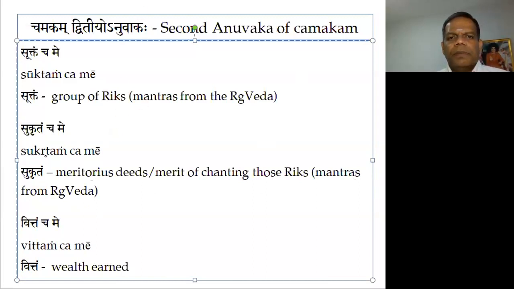We look at the next mantra: Vittam chame. Very simple word, so it should be simple for all of you to chant. Vittam is wealth which is earned by us. We looked at dhanam; vittam is whatever we have earned, all the wealth and money we have earned. That's the meaning which is given, so I've just taken it as is. So you can differentiate: vittam can be all kinds of things which are earned, wealth.